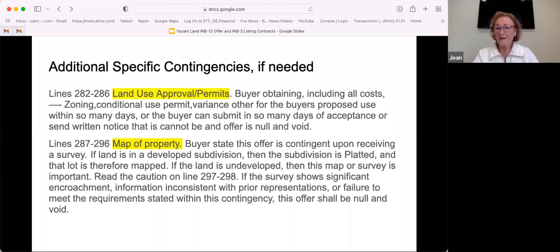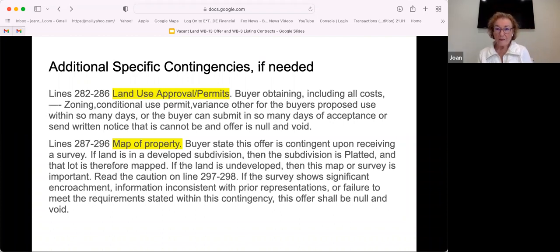Then outside of the sub-contingencies, there's some more specific contingencies. And again, it's only if you need it. Here, if it's raw land, there is a contingency under lines 282 to 286: the buyer obtaining, including all costs, zoning, conditional use permit, a variance other than for the buyer's proposed use. And it's a separate contingency. So you say, I want this clear to the buyer in so many days, or the buyer can submit in so many days of acceptance of the offer that it cannot be met and this offer is null and void.